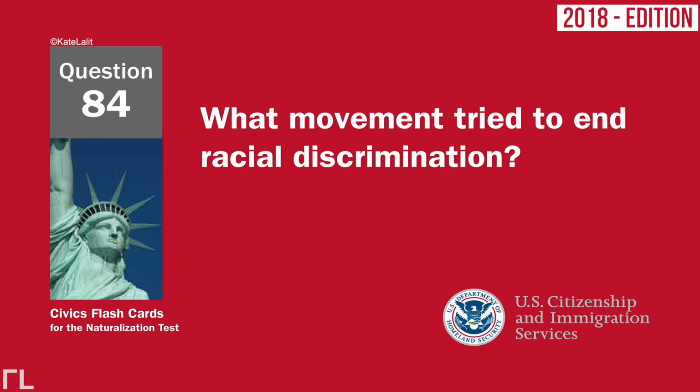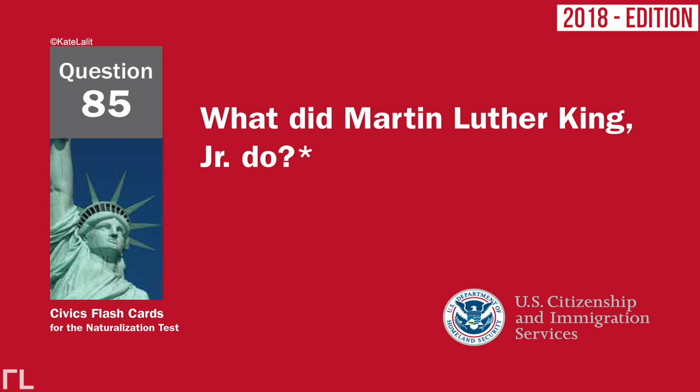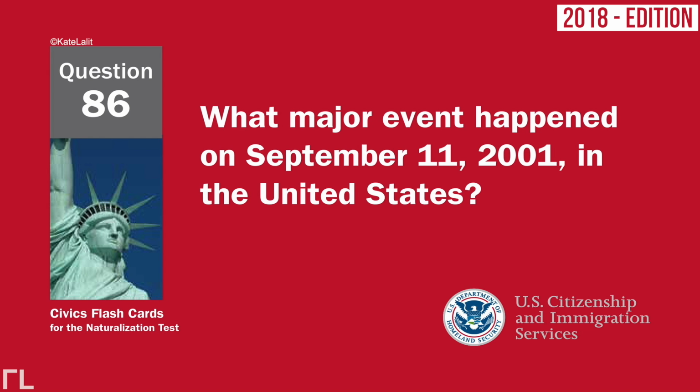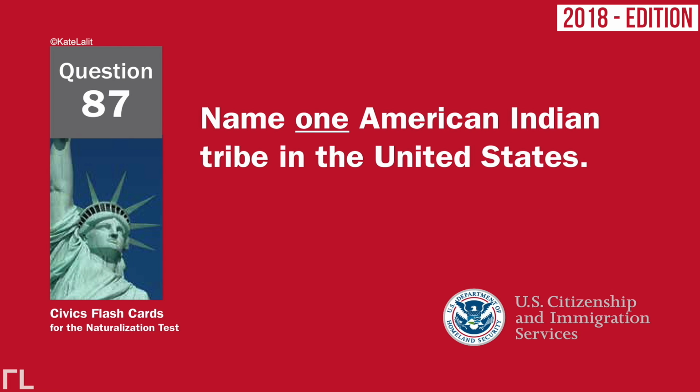What movement tried to end racial discrimination? Civil rights movement. What did Martin Luther King Jr. do? Fought for civil rights. Worked for equality for all Americans. What major event happened on September 11, 2001 in the United States? Terrorists attacked the United States. Name one American Indian tribe in the United States. USCIS officers will be supplied with a list of federally recognized American Indian tribes.